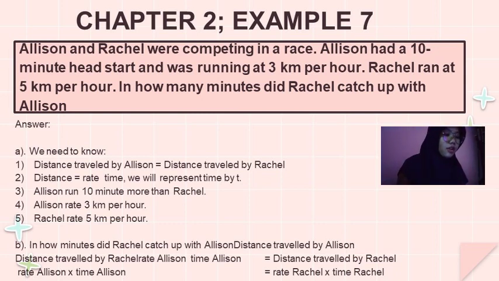The answer. The first, we need to know, distance traveled by Alison equals distance traveled by Rachel. Second, distance equals rate times time. We will represent time by t. Third, Alison ran 10 minutes more than Rachel. Fourth, Alison ran 3 km per hour and Rachel ran 5 km per hour.